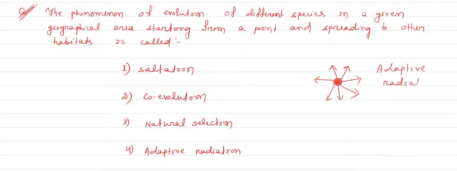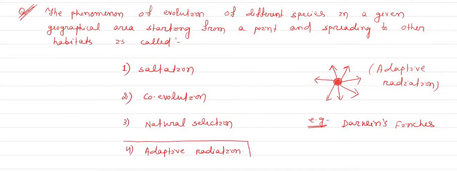One good example of adaptive radiation is Darwin's finches. And the correct option is option number 4, that is adaptive radiation.